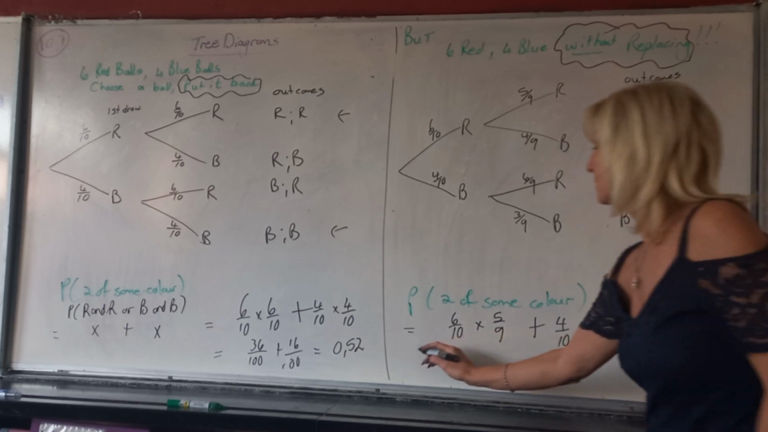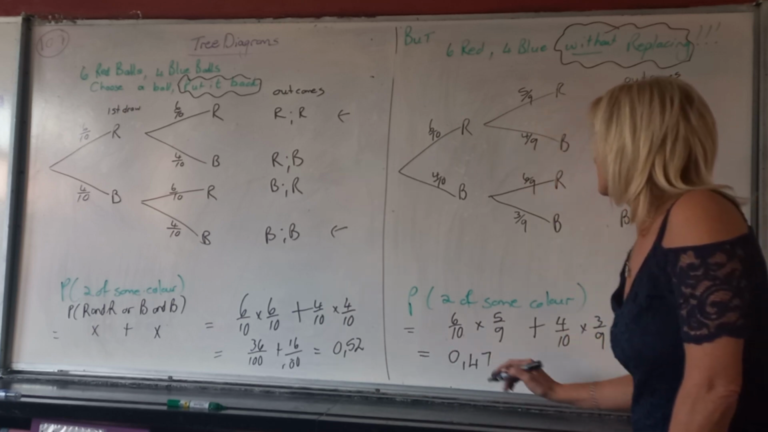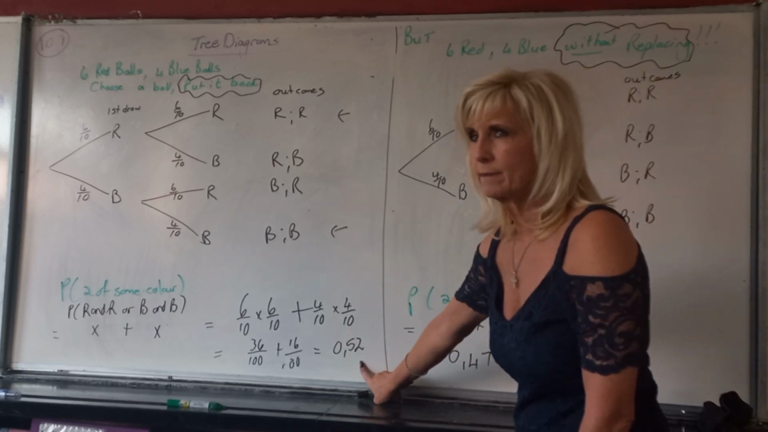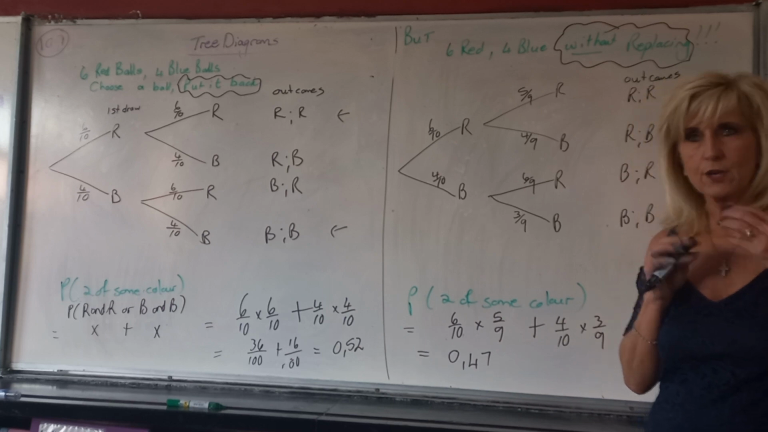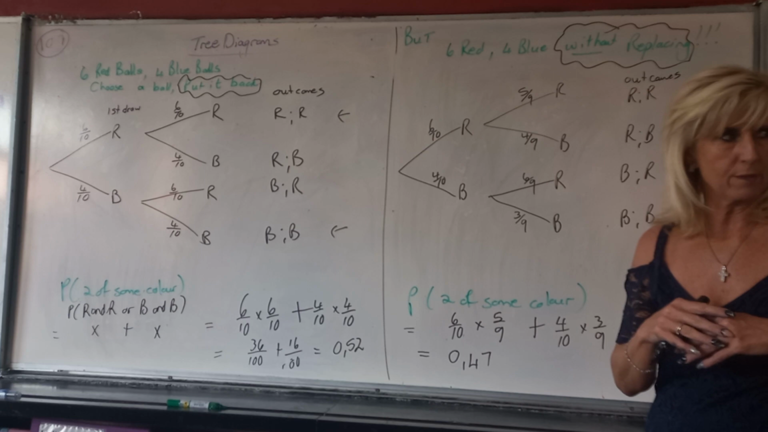So, answer please. 0.47. So, are the chances more or less than putting it back? Less, because you've already taken something out. So that makes your probabilities for what's left a little less. Are you with me? Yes. Okay.